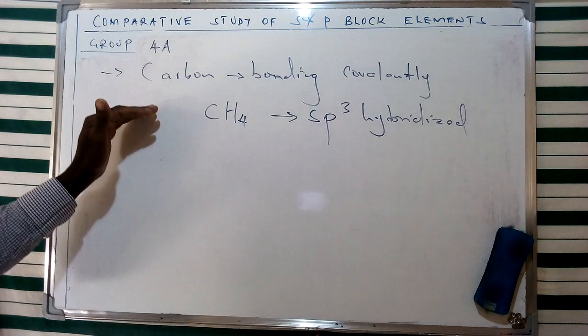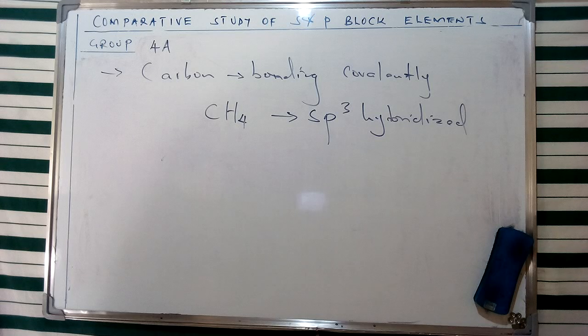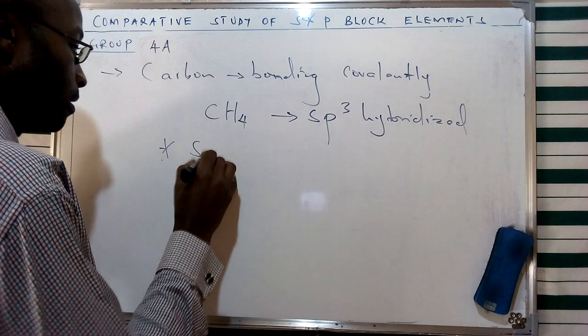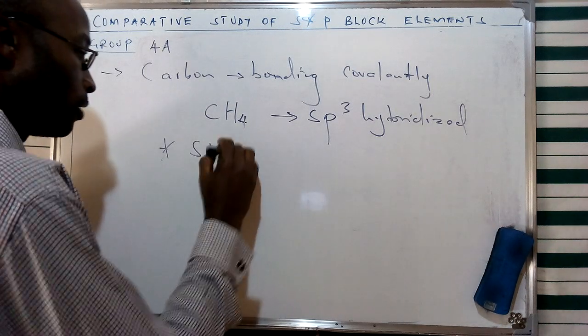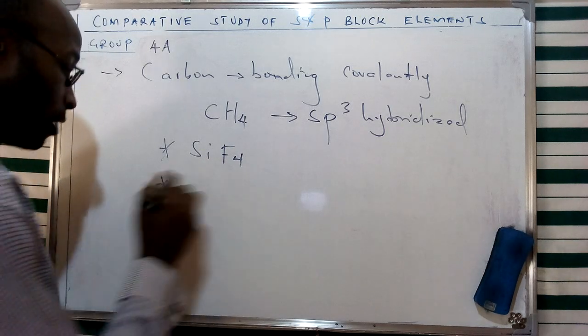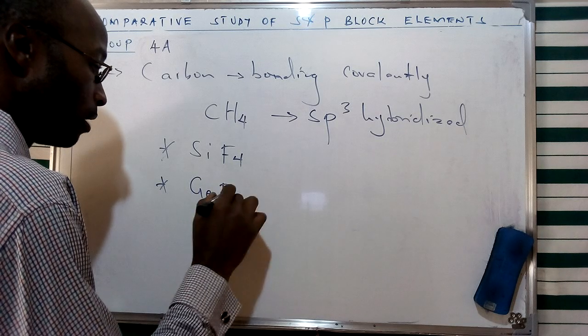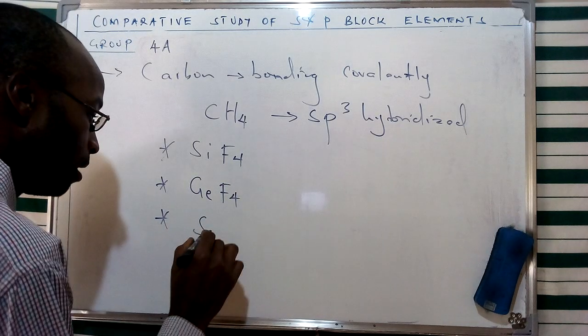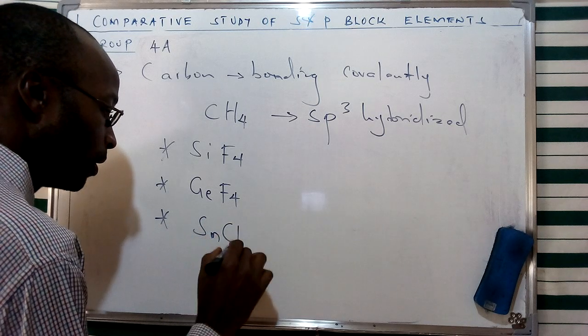Now, similar characteristics are witnessed, especially for the halide members of this specific group. Therefore, we have members of this group like silicon bonding with fluorine to form this specific compound, and similarly germanium bonding with fluorine, and we can give other examples of tin bonding with chlorine.